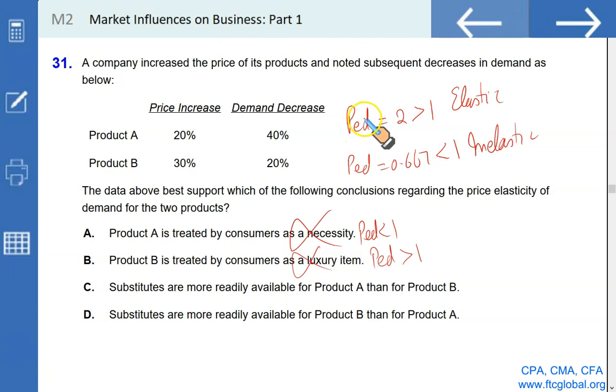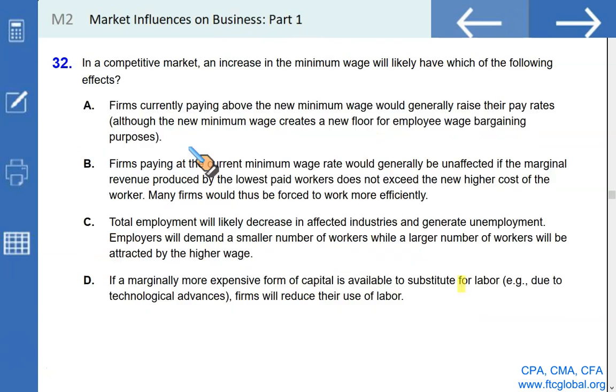Product A has more substitutes, that's why its PED is greater than 1. Remember, whenever a product has a higher price elasticity of demand, that would mean that there are many substitutes for that product. So there are more substitutes for product A, that's why its PED is greater than 1. And there are fewer substitutes for product B, that's why its PED is less than 1. So look no further. This is your right option. And D is totally opposite to statement C.